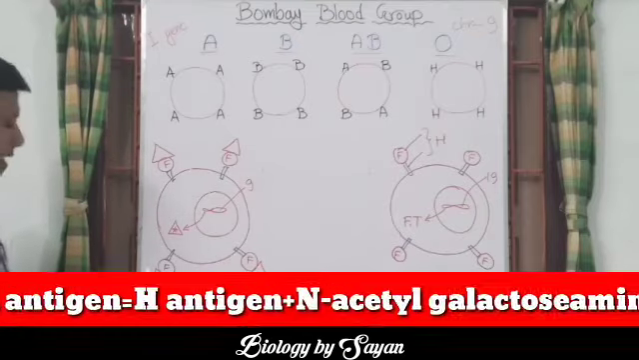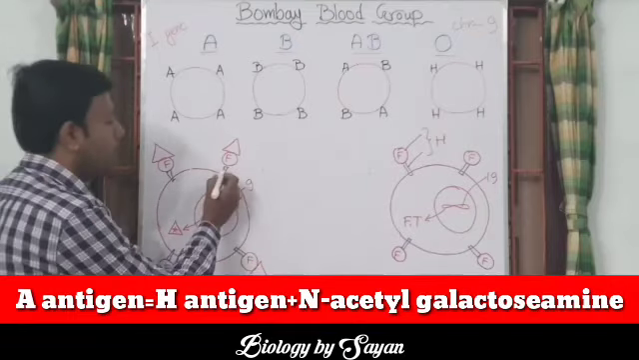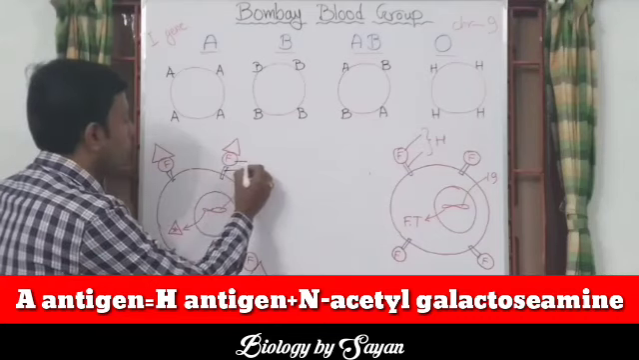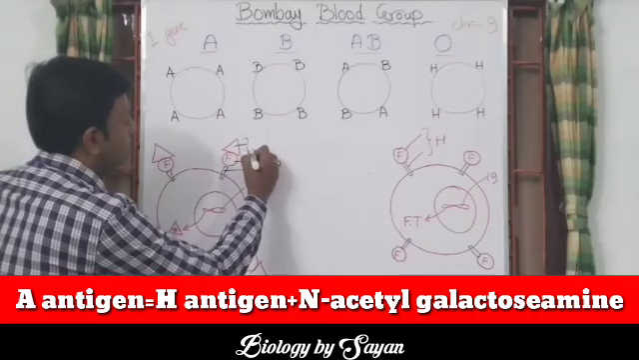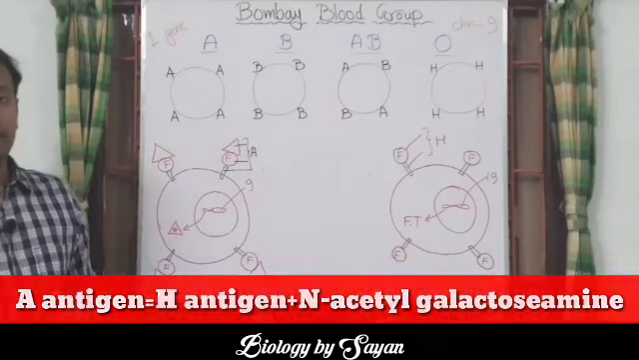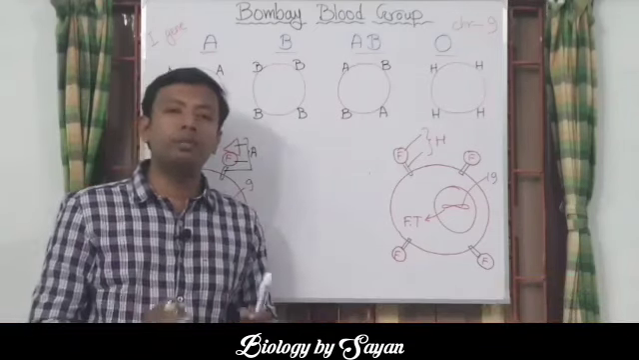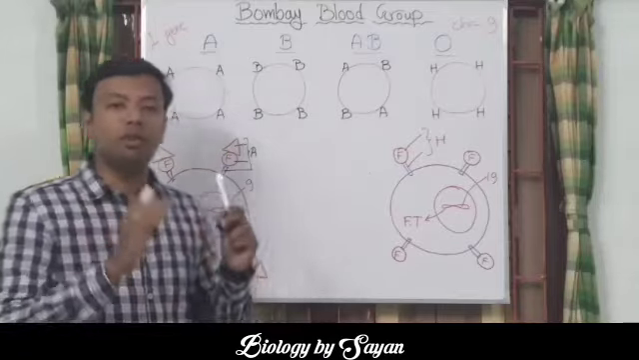This entire complex structure consists of oligosaccharide, fucose as well as N-acetyl galactosamine. This entire complex structure is known as A antigen. This is present on the RBC membrane of A blood group individuals.